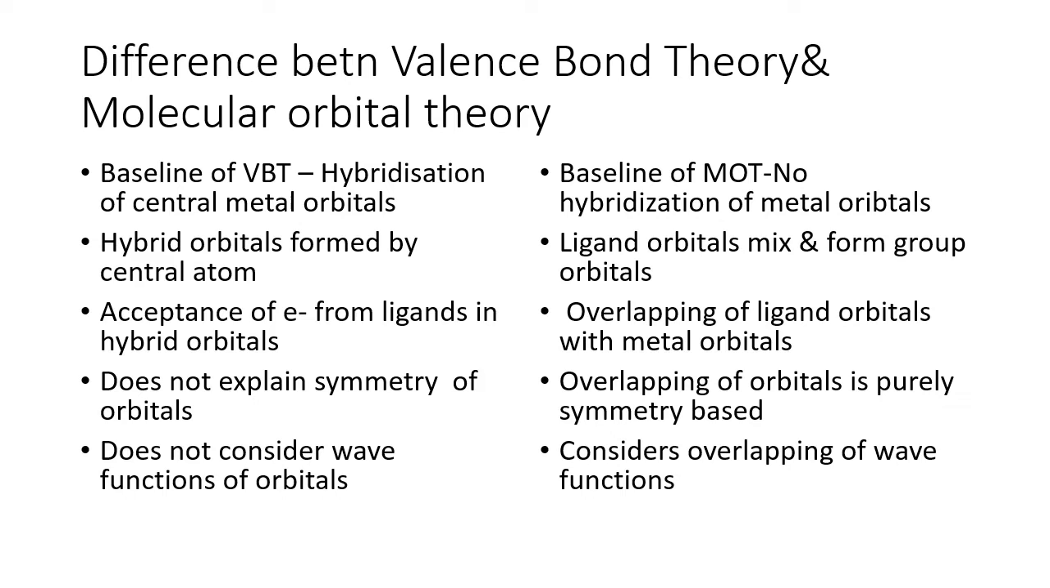One more important point under these differences is that valence bond theory does not take into account the symmetry of orbitals when the electrons are accepted, whereas molecular orbital theory is purely symmetry based. So overlapping of ligand orbitals with metal orbitals is purely symmetry based.